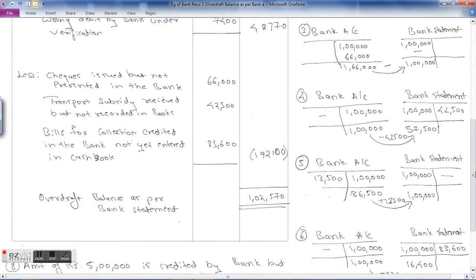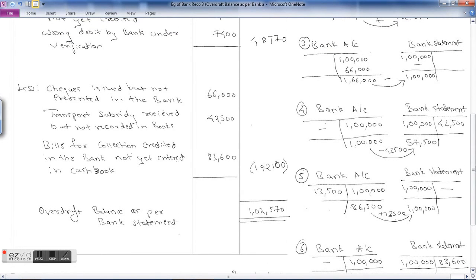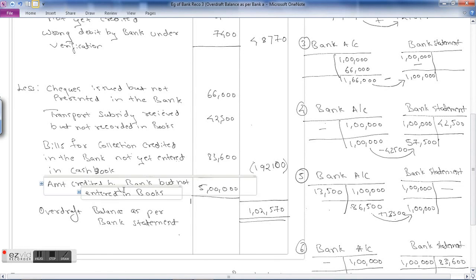Now in the above example we'll include this transaction also. So what we'll do is, less amount credited by bank but not entered in books. How much is the amount? 5 lakh. Now we'll recalculate everything. Okay, let's recalculate now.